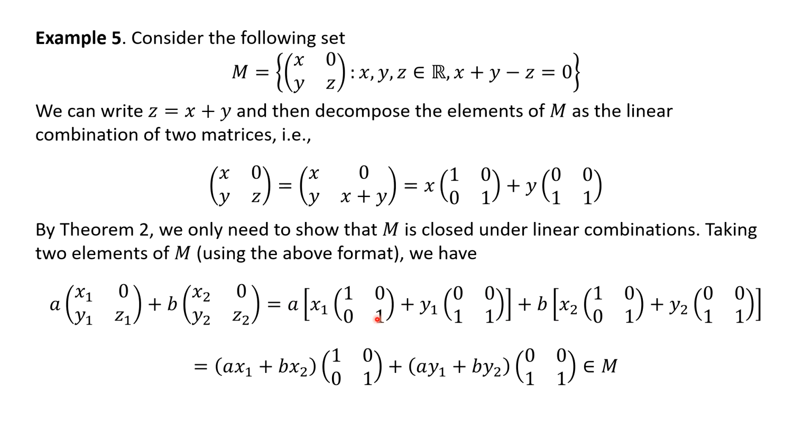And then we can collect things together. We have a x1 plus b x2 times this matrix, and then we have a y1 plus b y2 times this matrix here. And as we can see, it's a linear combination of these two matrices again, because this is a scalar and this is a scalar. So it's in M, and we've shown closure under linear combination. So M is a subspace of the vector space of all 2 by 2 real matrices.